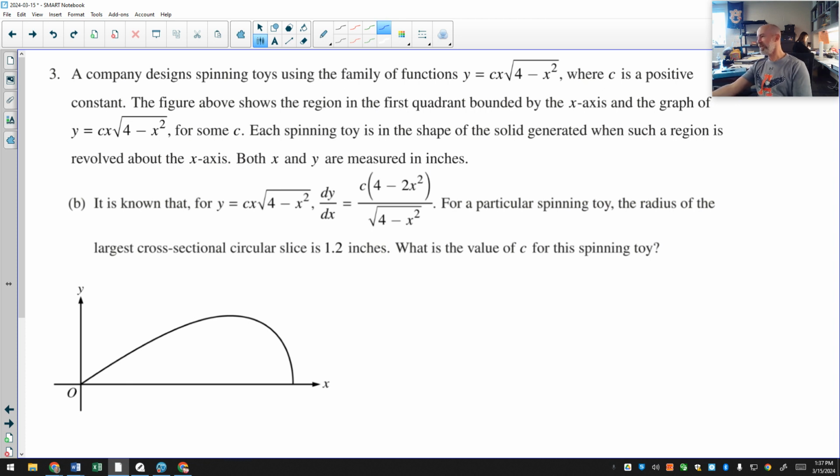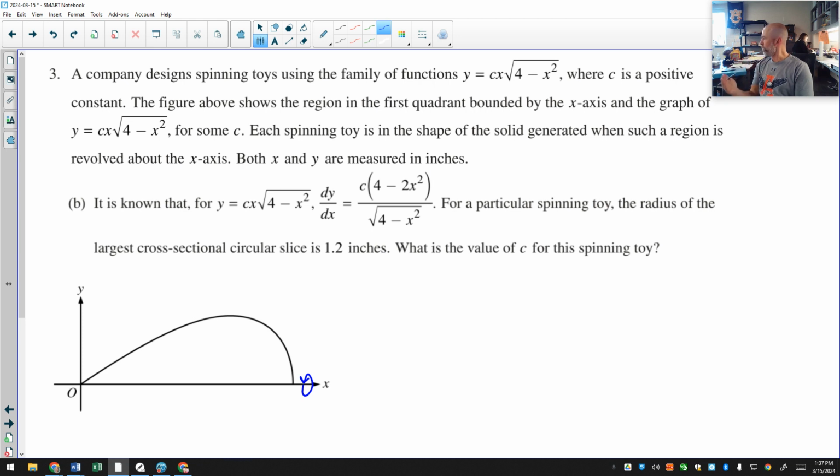Okay, where was I? That would be an ugly derivative to find on our own. Right, so it's kind of nice they gave you that. For a particular spinning toy, the radius of the largest cross-sectional circular slice. Very wordy. They're just saying the biggest cross-section. Right? And again, we are rotating this. And the largest radius is 1.2 inches. What is the value of C?